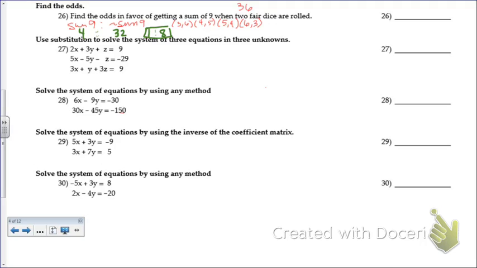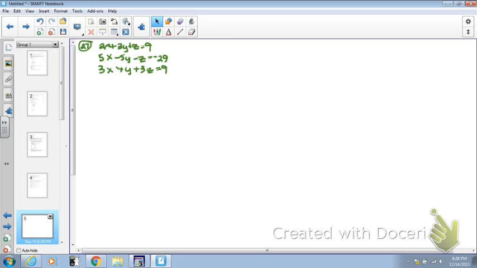Okay, number 2, that's a little bit longer problem. You can use substitution to solve that system of equations. I'm actually going to go to a separate page to do that. Okay, so I wrote the problem down, and we're going to use substitution.